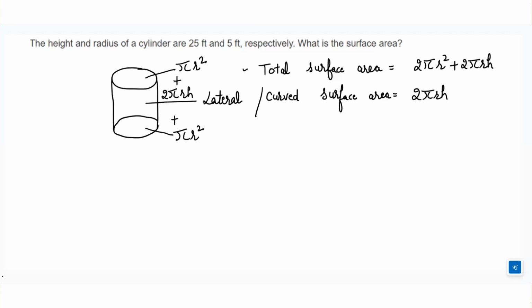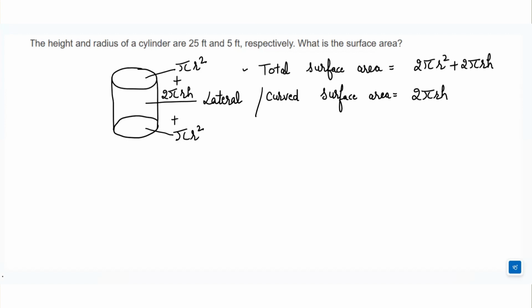Now, in the question where they ask you to find the surface area, they are asking for the total surface area. In the questions where they write find the curved surface area or the lateral surface area, there we have to find the lateral or curved surface area.